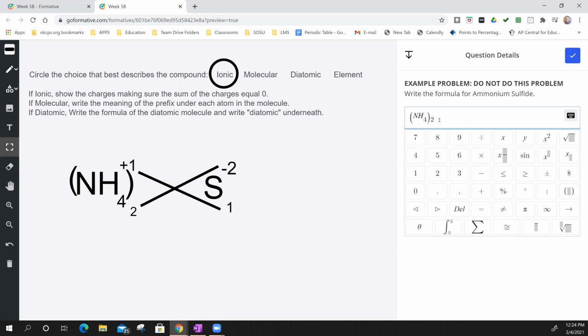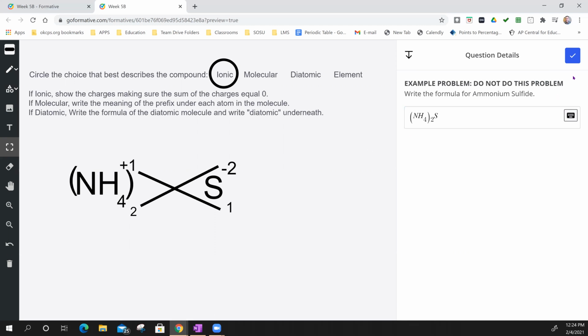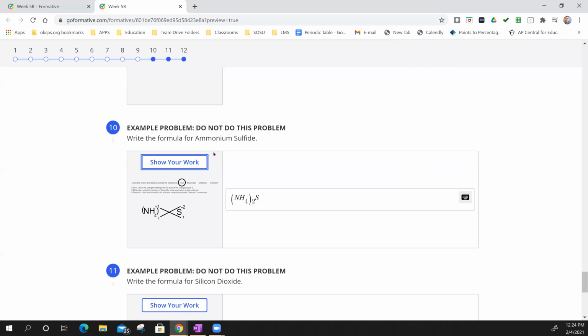And then you're just going to type in S. All right, and make sure that if the element is capitalized on the periodic table, it's capitalized in your formula as well. That's causing some people to get those incorrect. So that's all you would have to do for that problem.